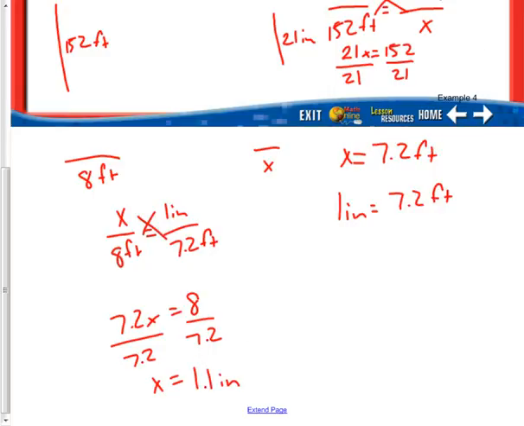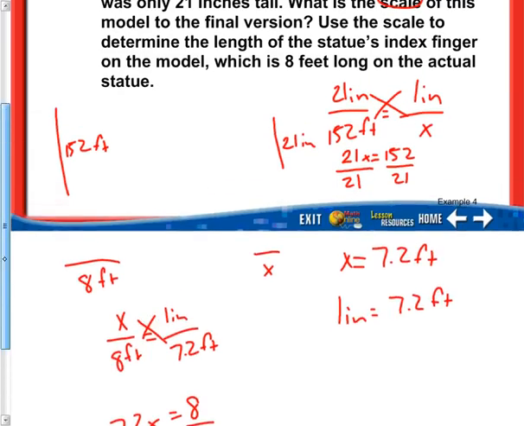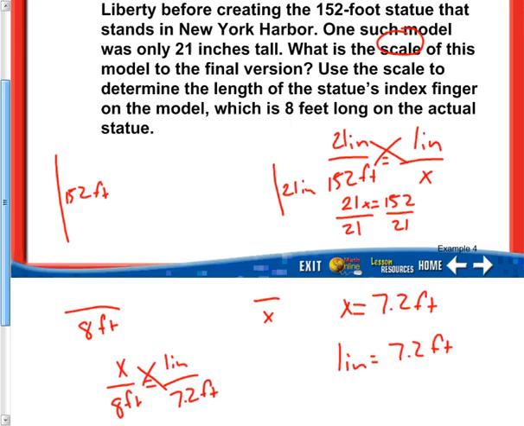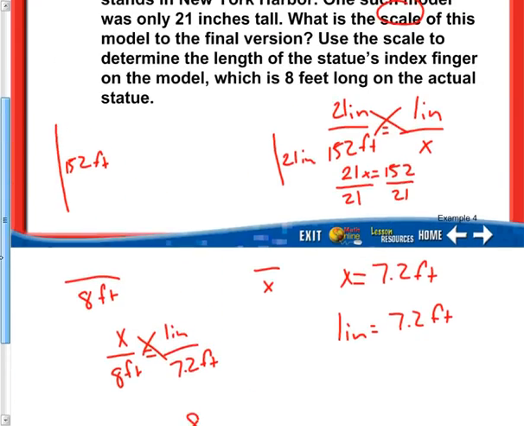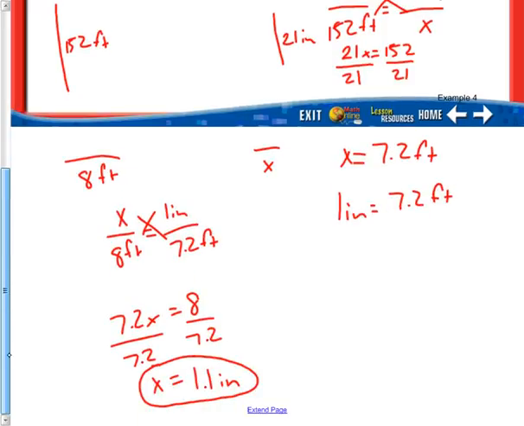Again, we need to keep in mind that we estimated this 7.2, and now we estimated 1.1 again. So this isn't going to be exact, but the index finger on the model of the Statue of Liberty is roughly about an inch long, just over an inch, about 1.1 or maybe a little bit longer since we rounded. But that's how we would figure out the actual length of the index finger of the model using information from the actual Statue of Liberty.